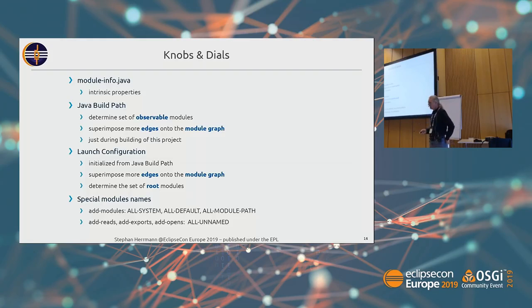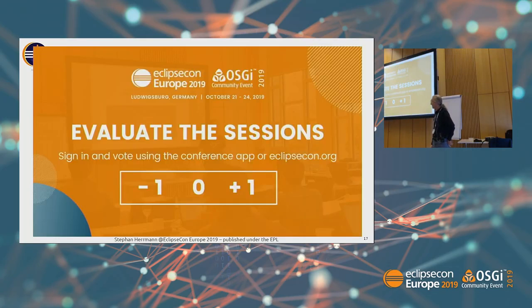For launching, we can actually copy all of the tweaks that you applied at compile time. We copy this for launching as well, but still then you can add more tweaks and determine the set of root module names, and then you will have to learn some of these special names which can be used instead of a particular module. These are placeholders like wildcards, specifying a set of modules that you want to access. And if you master this, I think you should actually not be afraid of JPMS. Thanks for listening.